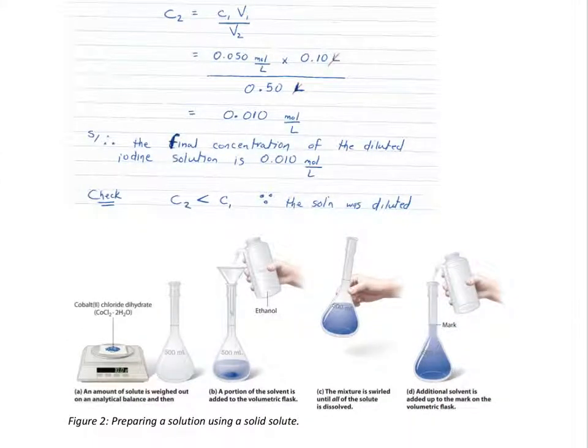And this answer makes sense because we know the solution was diluted, and so C2 should be less than C1. If C2 represents the concentration of the diluted solution, then the concentration should be less since it was diluted.